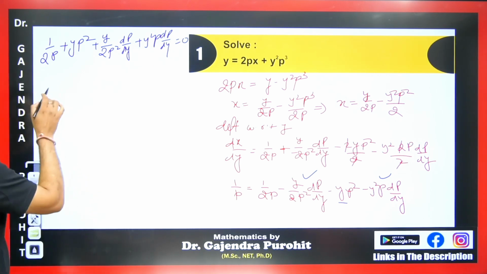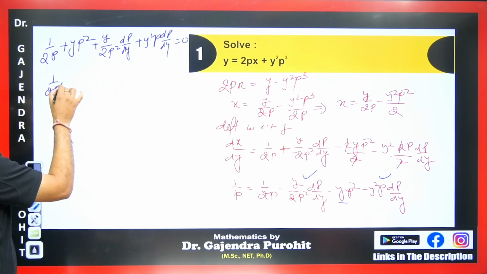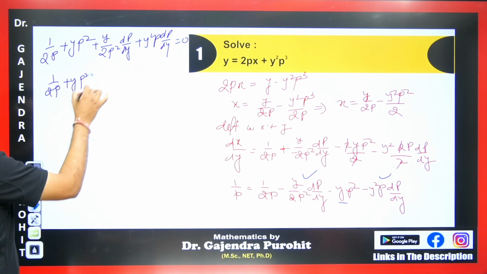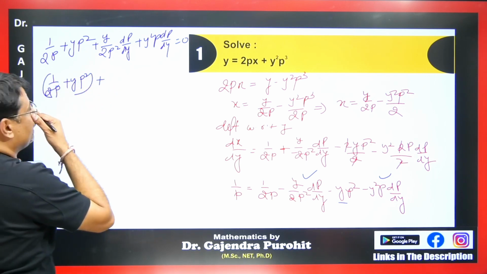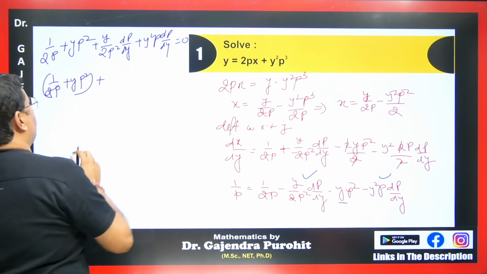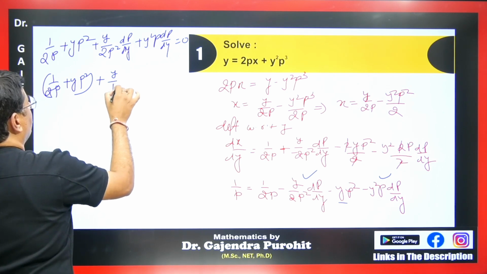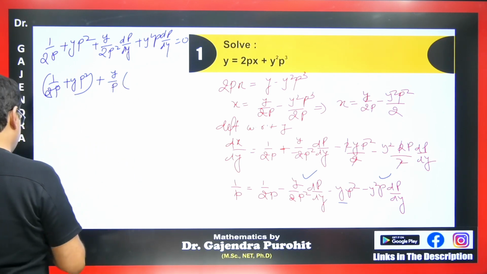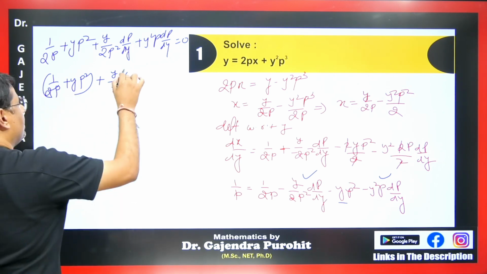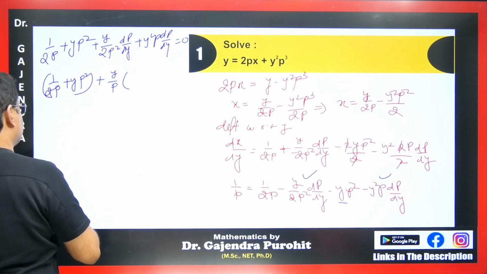What we will do here, this term will be as it is, 1 upon 2p plus yp square. And now we can take out something common here. I will take out y divided by p common, and we have dp by dy also common here. So we will take dp by dy common at the end of the expression.